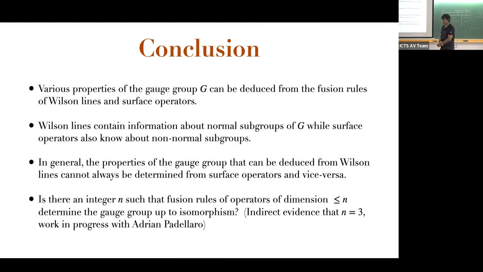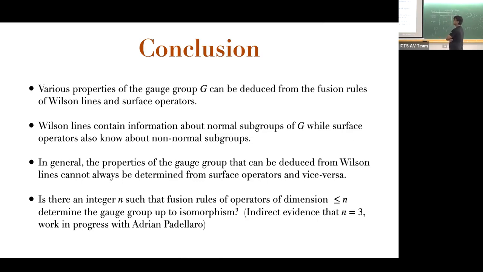Is there a question online? Hi, I have a question. Thanks for the nice talk. So at least in these lower order cases, it seems like the surface operators and Wilson lines alone are enough to determine the group up to isomorphism. So in these cases, how do the NFR coefficients manifest themselves in the fusion rules of surface operators? Do we know that?